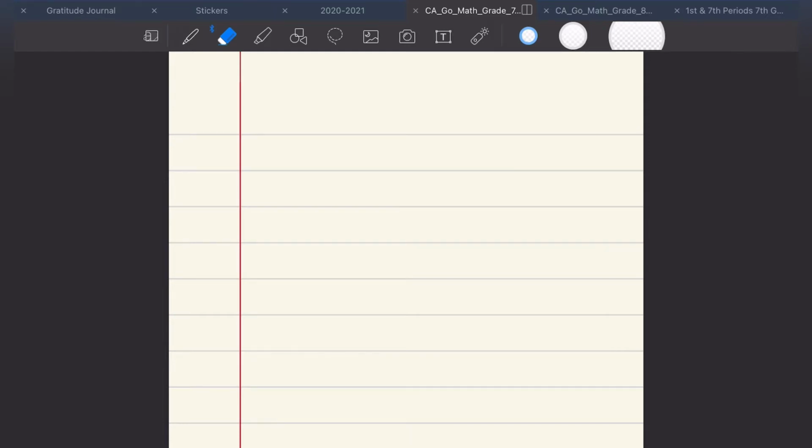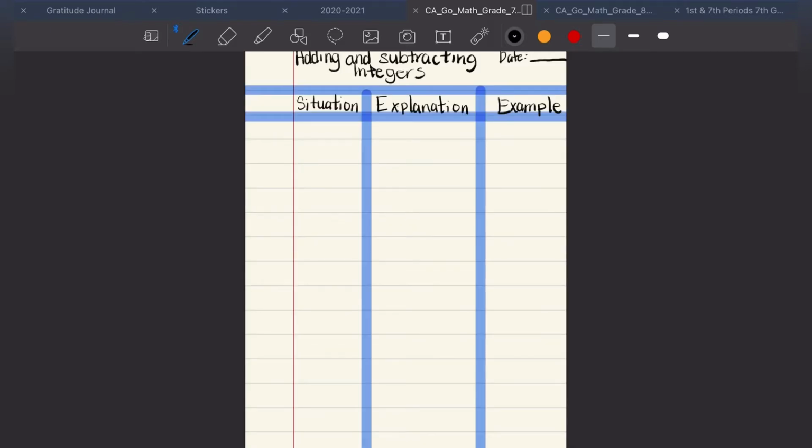But before I jump into 1.4, I want to do some 3-column notes that are going to help you if you are still struggling with adding or subtracting integers. Pause the video, go get a piece of paper, fold it in 3 columns, and let's get started. Make sure to have your name on the top left hand corner and the date. The first situation would be whenever you are adding.